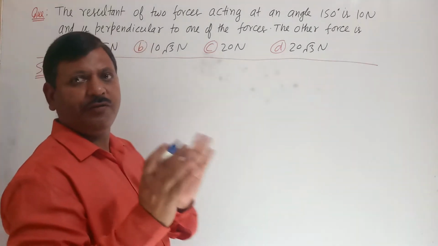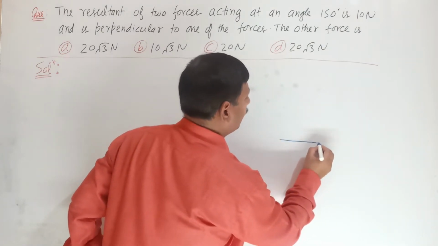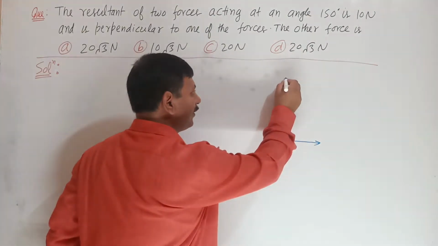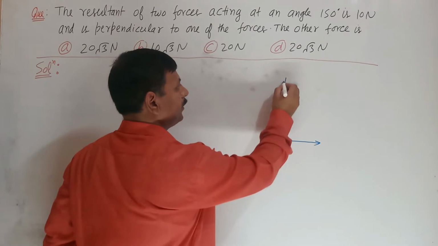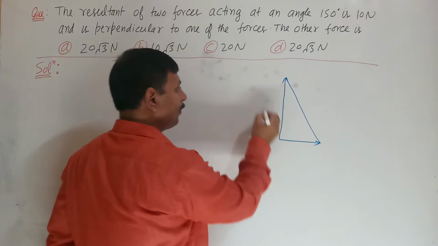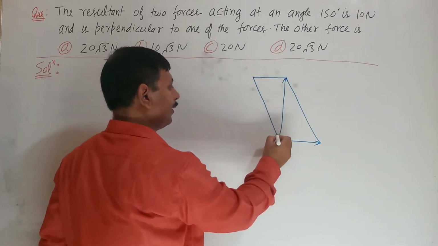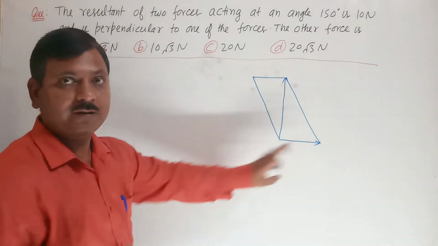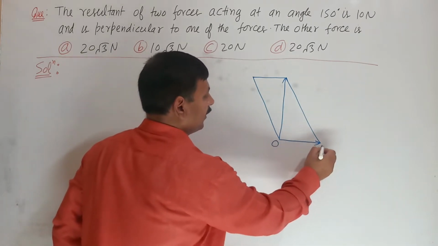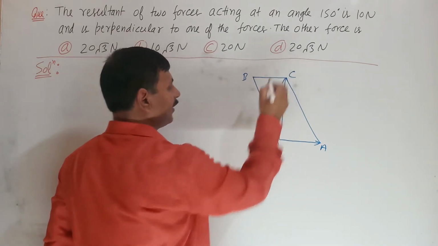firstly draw the figure. If resultant is perpendicular, the diagonal will be perpendicular. How will we draw the figure? This way make the resultant. This is the resultant. Join this and draw parallel. If we draw parallel, firstly draw a small vector. Okay, this vector, suppose this is A, this is B, this I have given C.